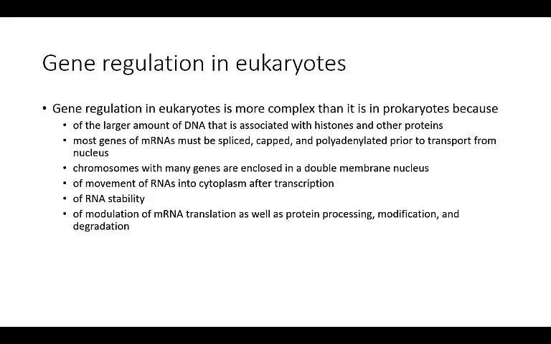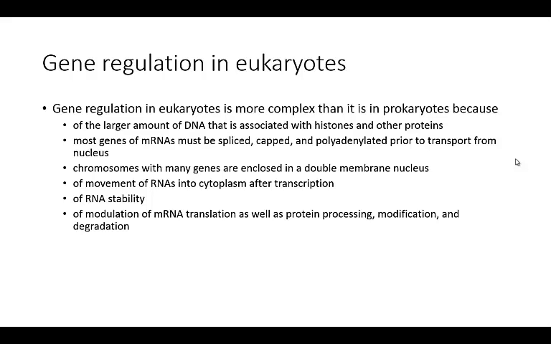So in eukaryotes, the mRNA has to be able to leave the nucleus. Before it does so, there's a lot of things that happen to it. That mRNA can get spliced, there's a cap that gets put on the end, it gets a polyadenylated tail put on the end, and this all has to happen before it can leave the nucleus. The movement of those RNAs from the nucleus into the cytoplasm after transcription is very highly regulated, and there's a lot of things that have to happen to it before it can leave.